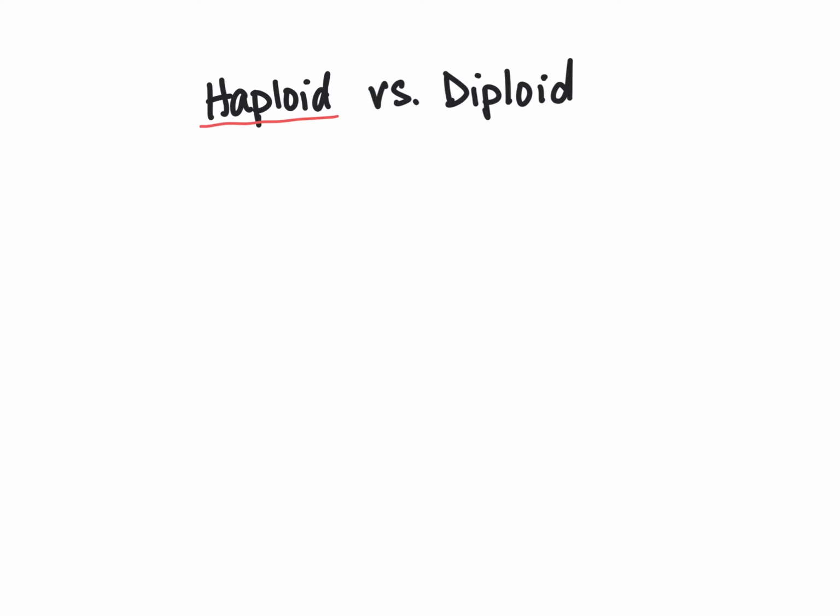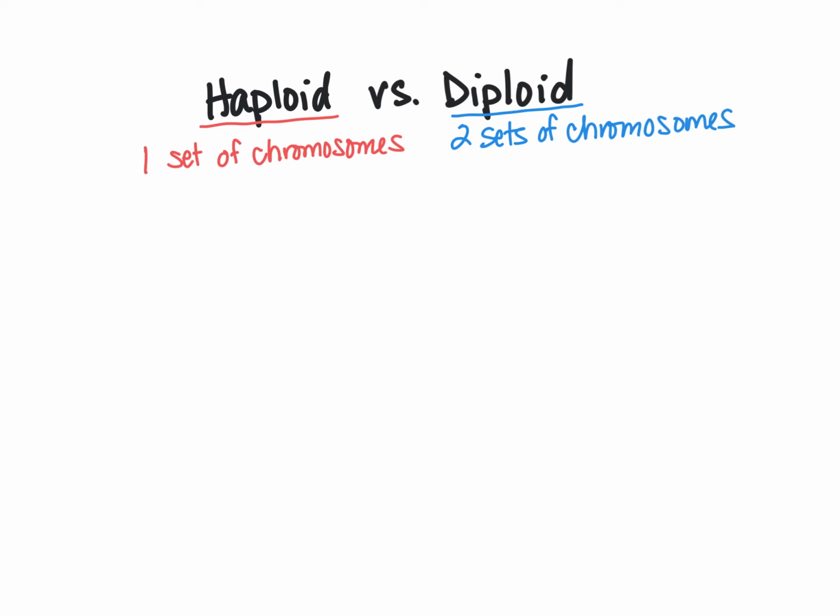Haploid means that an organism has one set of chromosomes. Diploid means that an organism has two sets of chromosomes. And these two sets of chromosomes, we typically call these paired chromosomes. And these paired chromosomes are also known as homologous chromosomes.